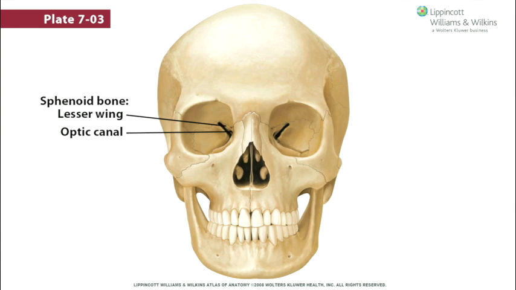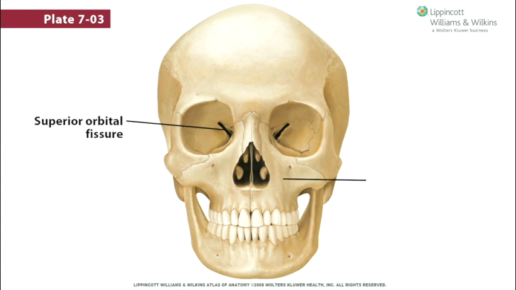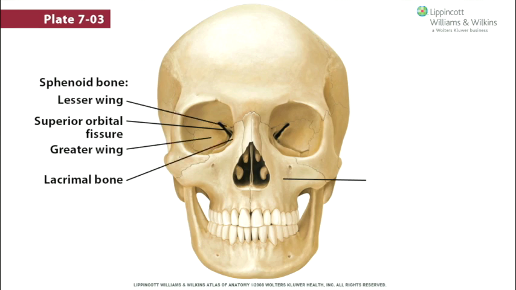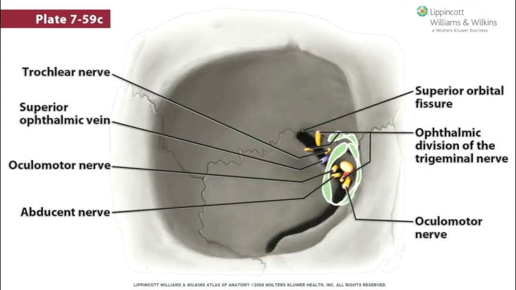The frontal bone, the greater wing of the sphenoid bone, and the zygomatic bone each contribute to the lateral wall of the orbit. The frontal process of the zygomatic bone forms most of the lateral part of the orbital margin. Posteriorly, the superior orbital fissure is a gap between the greater wing of the sphenoid on the lateral wall and the lesser wing of the sphenoid on the medial wall. The superior orbital fissure transmits the ophthalmic division of the trigeminal nerve, the oculomotor nerve, the trochlear nerve, the abducent nerve, and the superior ophthalmic vein.